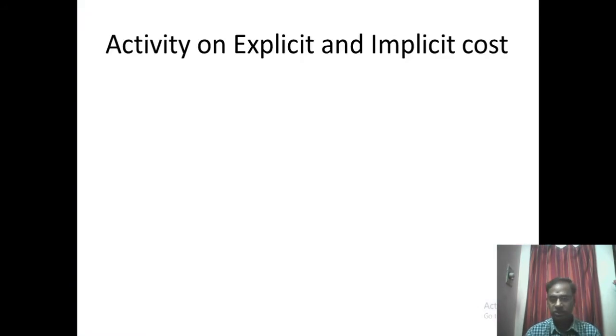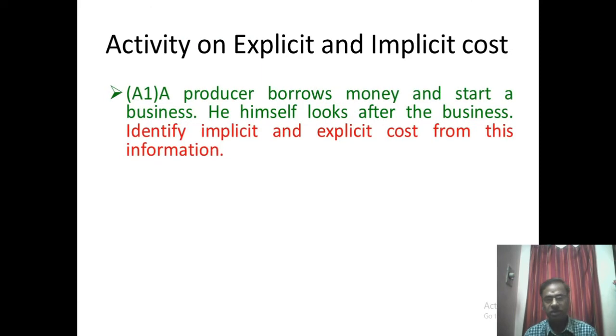The next one is, we will see an example for the explicit cost and implicit cost. A producer borrows money and starts a business. He himself looks after the business. That's the question. We have to find out implicit and explicit cost. He borrows money, for that he has to pay interest to the others. When he makes payment to the others, that is explicit cost.